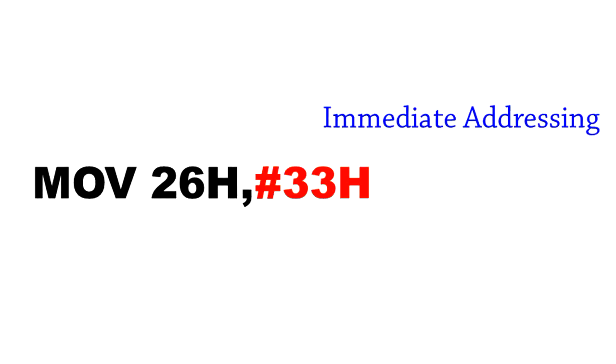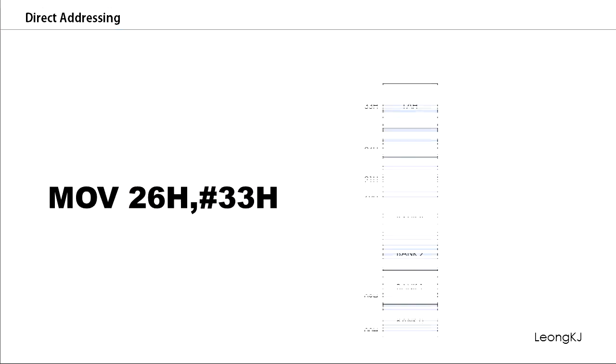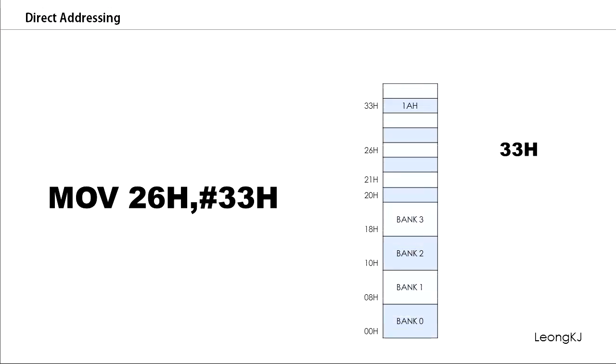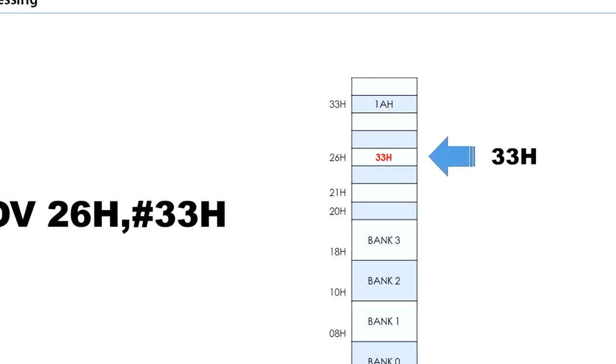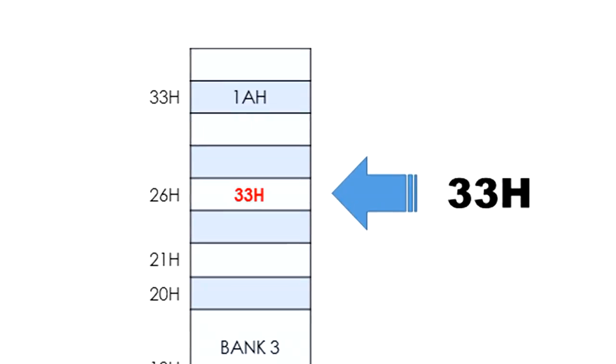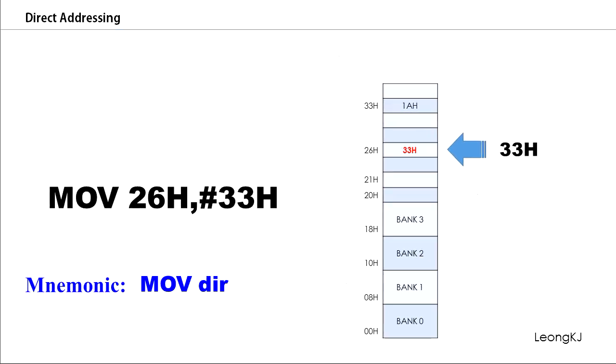Let's try one last example on direct addressing. The source operand is immediate addressing. The destination operand is direct addressing. The immediate data 33 hex is moved to direct address 26 hex. The mnemonics of this instruction is move immediate data to direct.